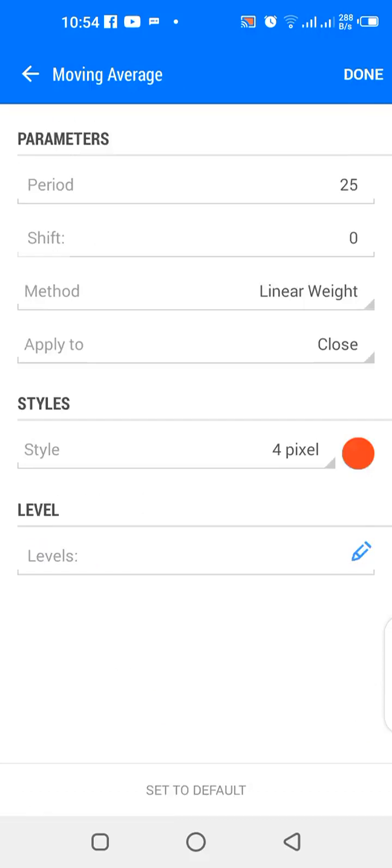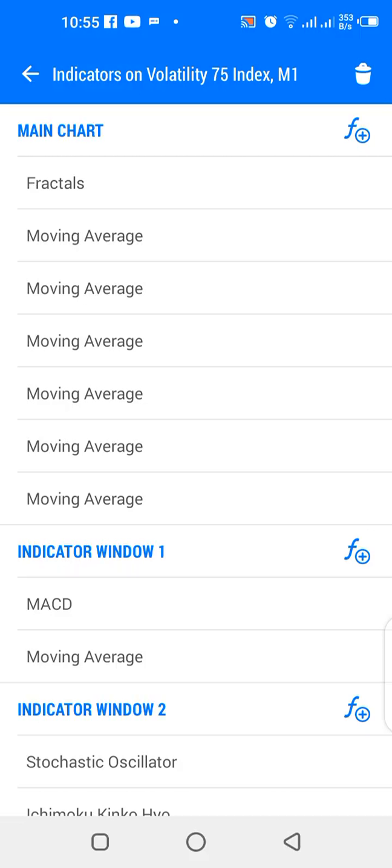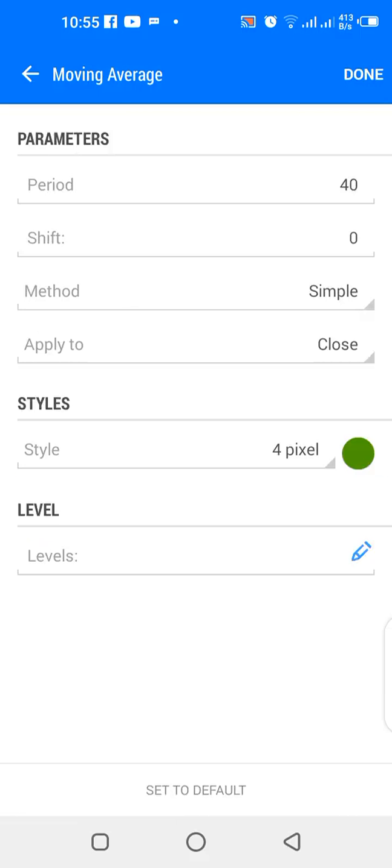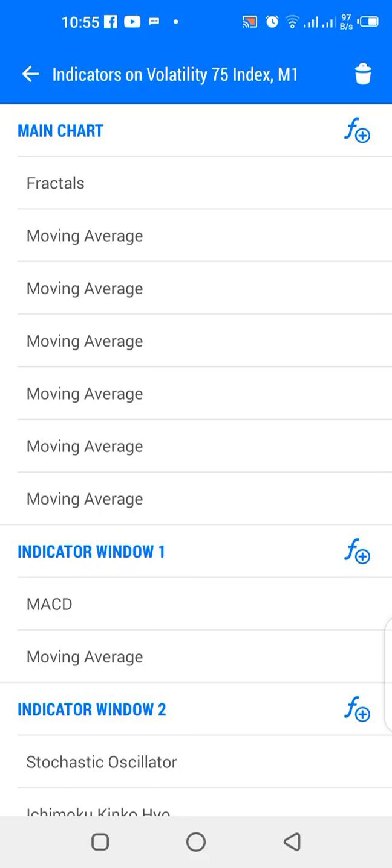And the fourth moving average, I have 25 period linear weighted moving average. Apply to close, shift is 0, and the color is red. Then the fifth one is a 40 period simple moving average. Shift is 0. Apply to close, and the color is green. And the sixth one is 20 period linear weighted moving average. Apply to close, shift is 0. The color is orange. So we have 1, 2, 3, 4, 5, 6 moving averages, then fractals.